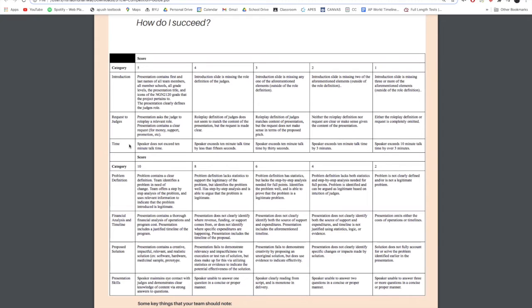Now, a financial analysis and timeline is key. You need to be able to convince the judge that we are not just handing you out money. You have a clear timeline, you have a clear financial analysis, and you have a clear plan as to why your business will work.